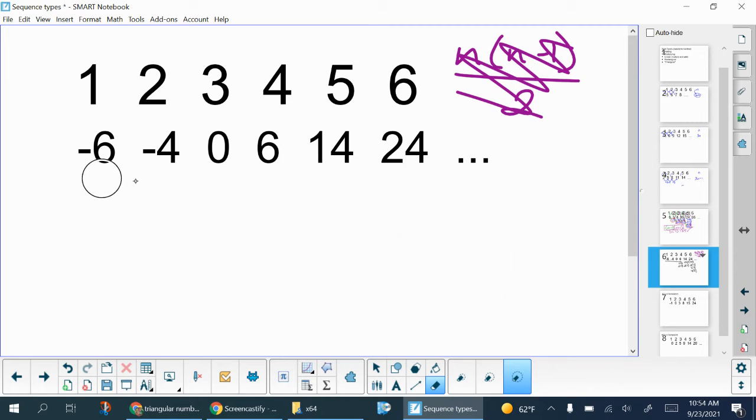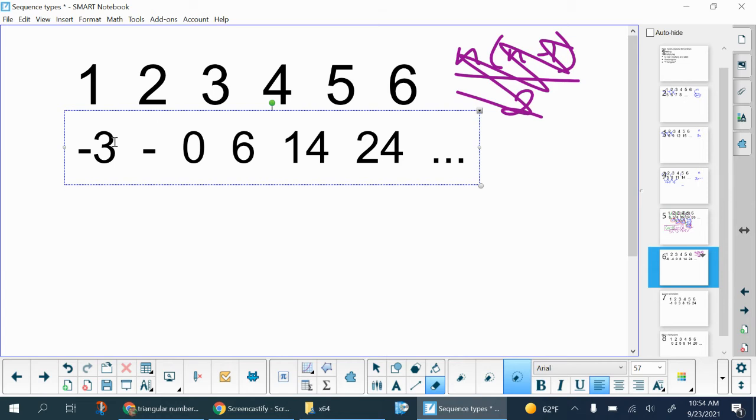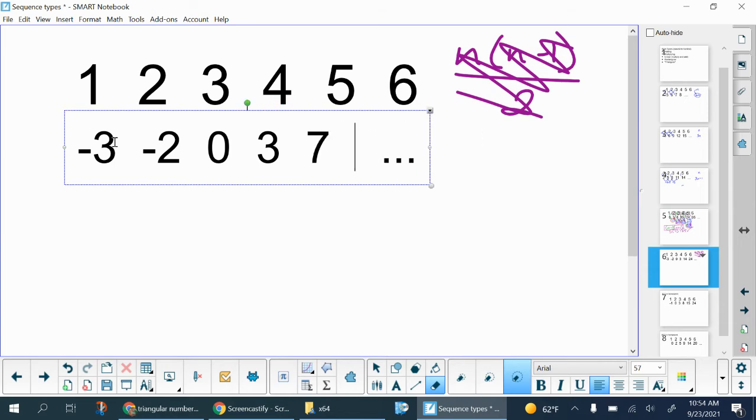So what this one is supposed to be, go back and fix this real quick. This is supposed to be negative 3, negative 2, 0, 3, 7, and 12. So let's try that one. This one's triangular.